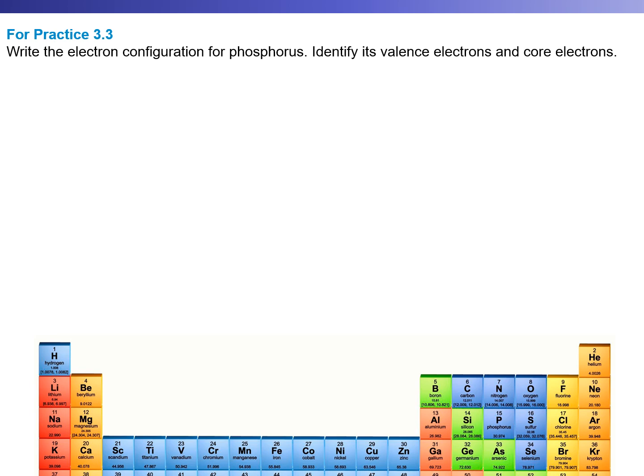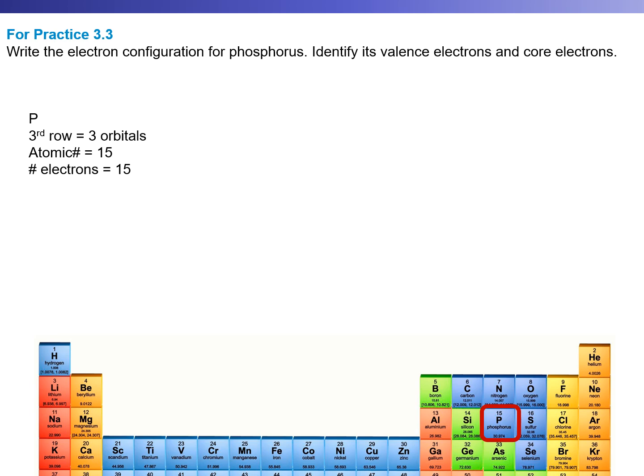All right, so I always like to write out my information. So we are going to write out the electron configuration for phosphorus. If we come to the periodic table, we find phosphorus right there. It's in the third row, which means we have to deal with 3 orbitals. It has an atomic number of 15, so we have 15 electrons that we need to place.